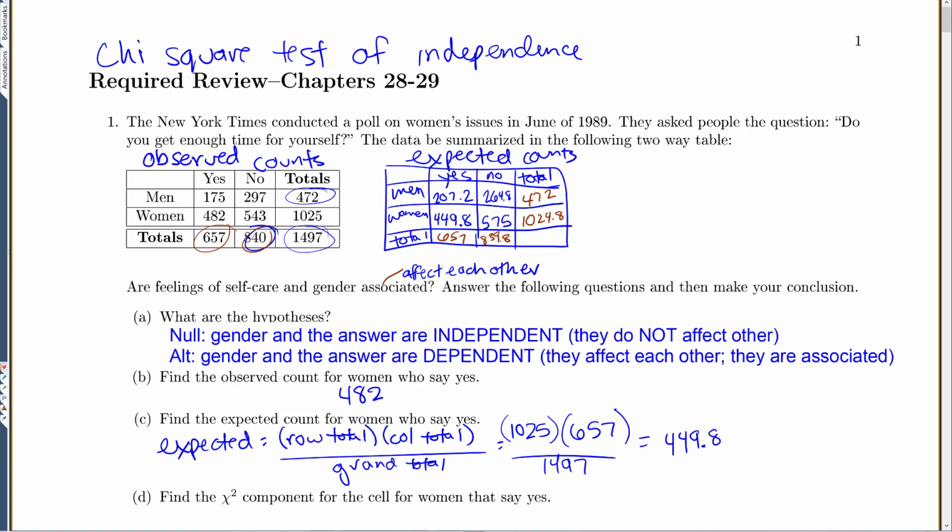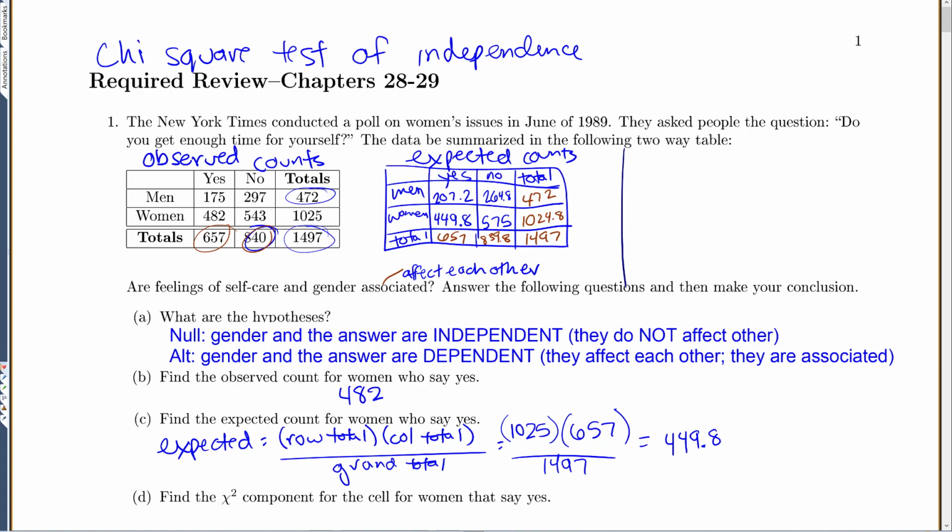If I add this way, I get 1497. If I add this way, I get 1497. Give or take some rounding. That's just a nice way to double check before you do the rest of the problem. Now we know that our next step after we do observed counts and expected counts is we're going to have to find that chi-squared test statistic.